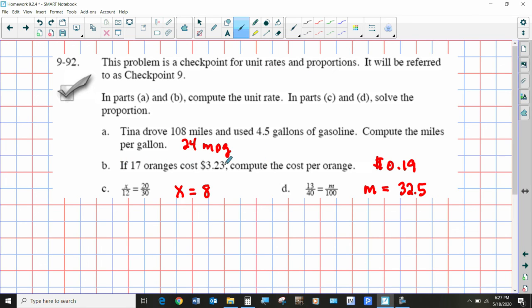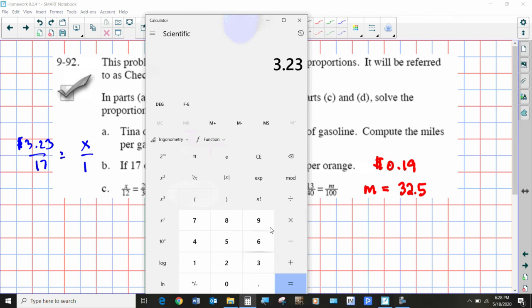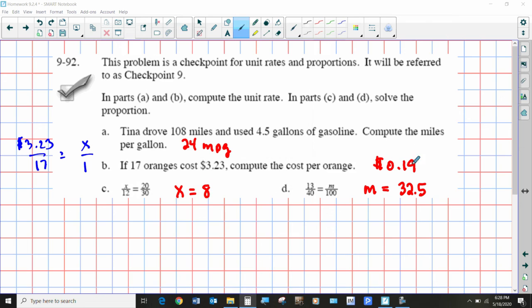If 17 oranges cost $3.23, how much does each orange cost? Okay, so $3.23 for 17 of them. How much is it going to be for 1? Go ahead, take this number, divide by 17, since that's what you would do with your giant 1, and you're going to get your unit rate. $3.23 divided by 17 is indeed 19 cents per orange.